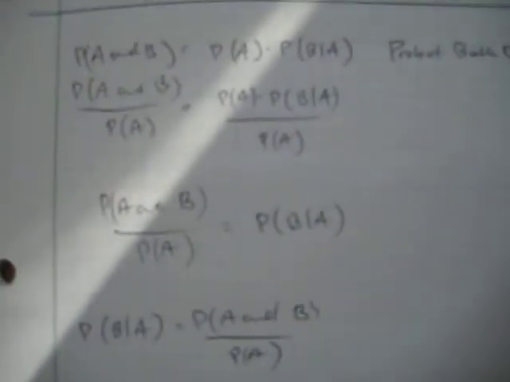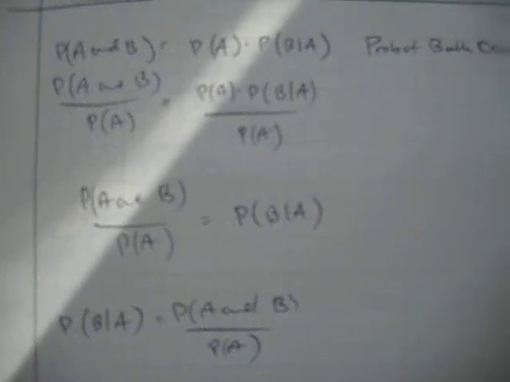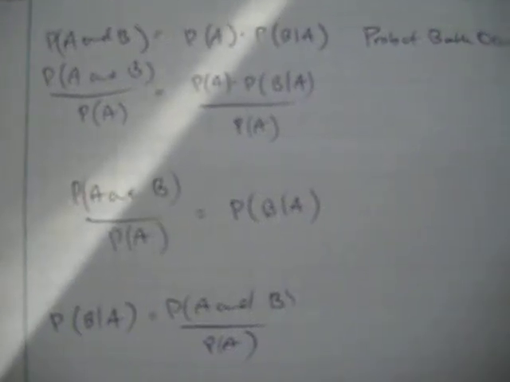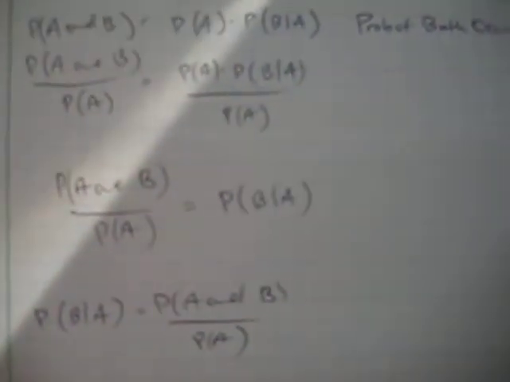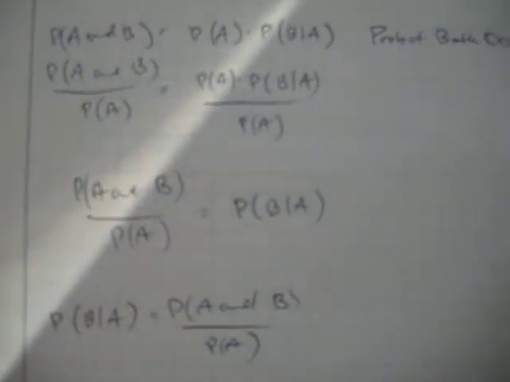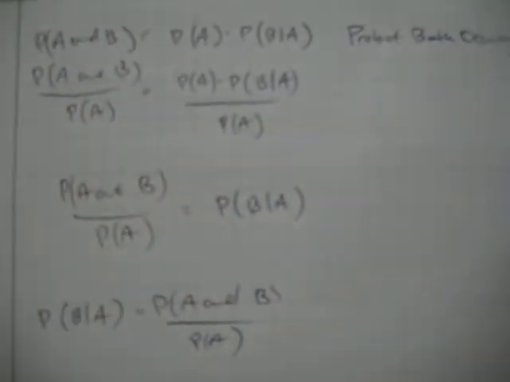Here is actually a proof for it. It's essentially basic algebra. The probability of A and B is equal to the probability of A times the probability of B given A. A little bit of algebra goes through, and you actually get right about here your equation that you can use.